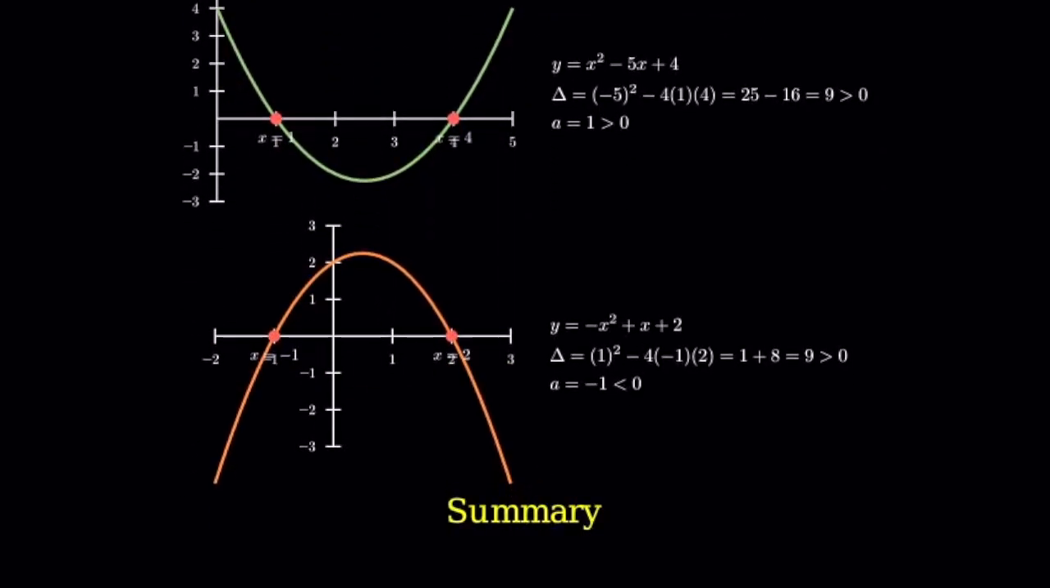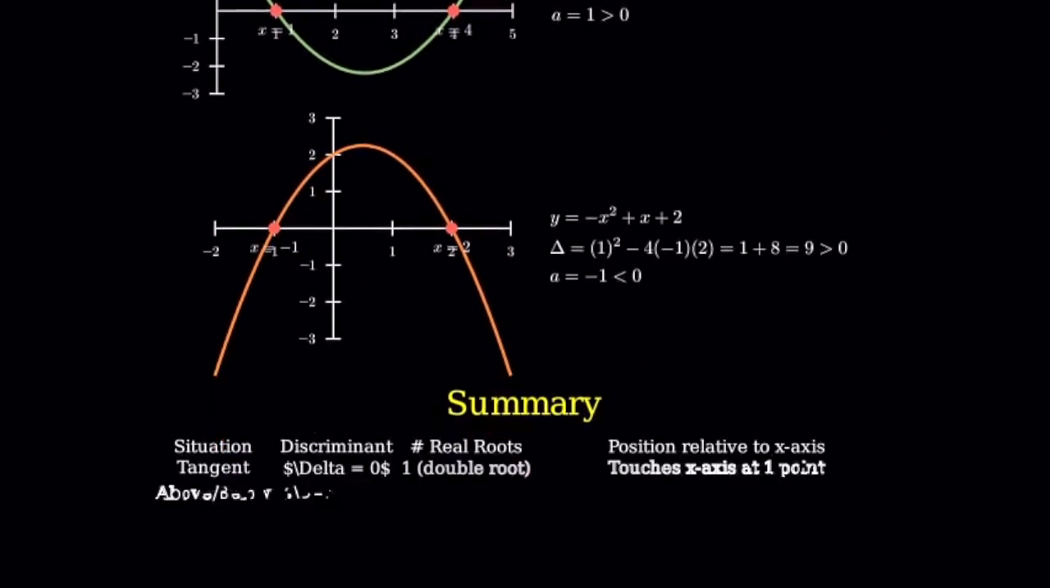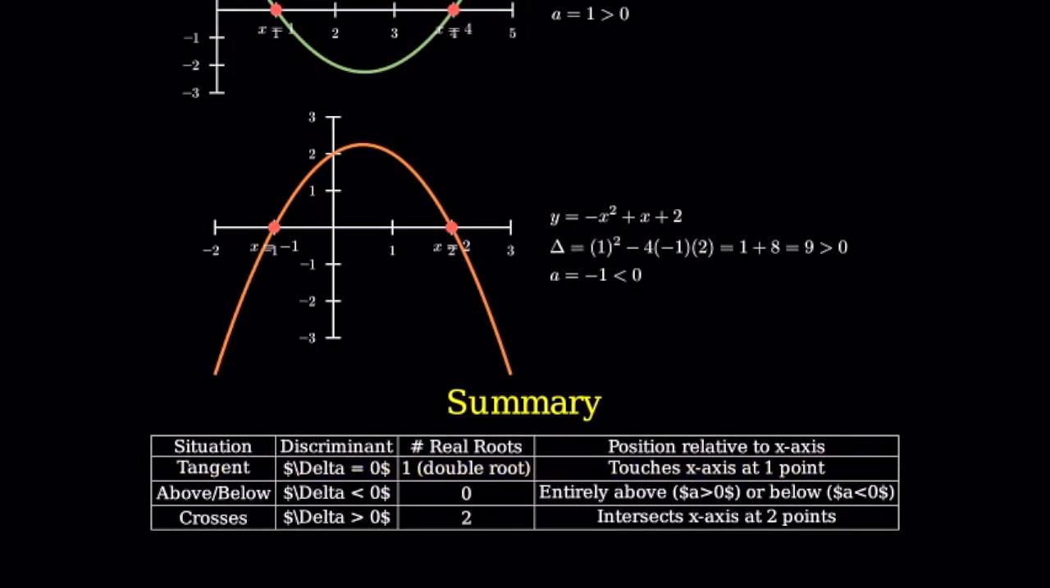Let's summarize these findings in a table. When the discriminant is 0, the parabola is tangent to the x-axis, and there's one real root. When the discriminant is negative, the parabola is entirely above or below the x-axis, and there are no real roots. The position, above or below, depends on the sign of a. When the discriminant is positive, the parabola crosses the x-axis at 2 points, and there are two distinct real roots.